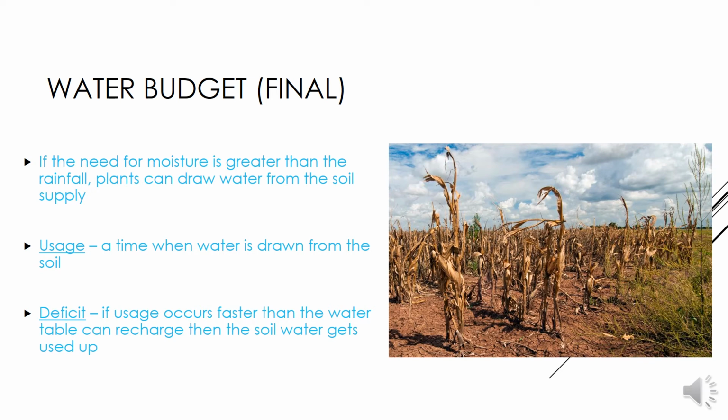Deficit, this is the opposite of a surplus. So instead of having too much water, now you don't have enough. And so your soil water ends up getting used and your water table is going to fall.